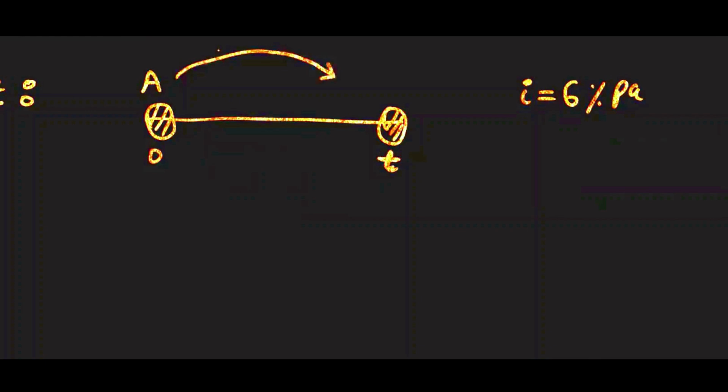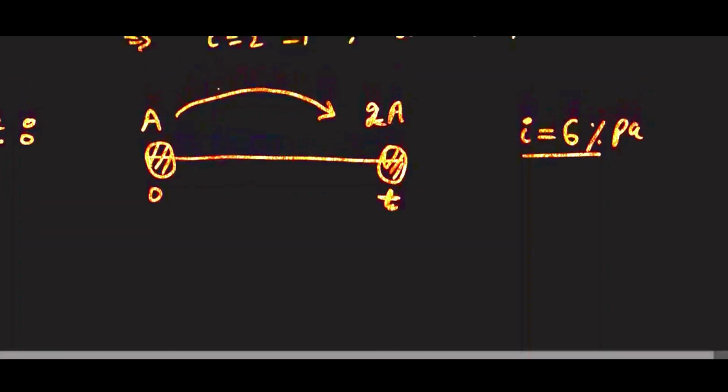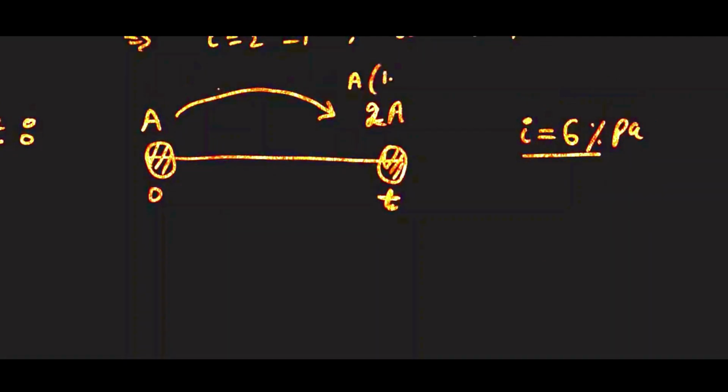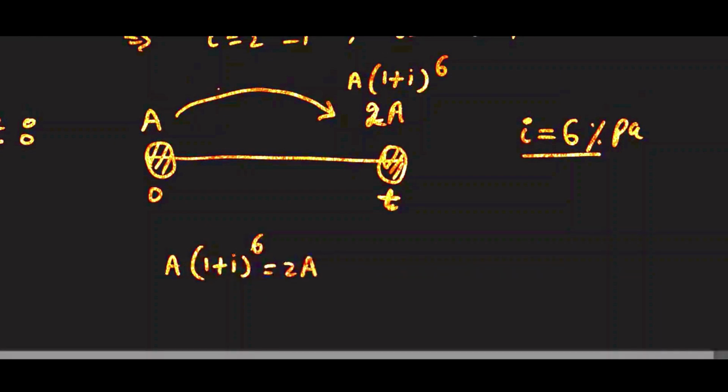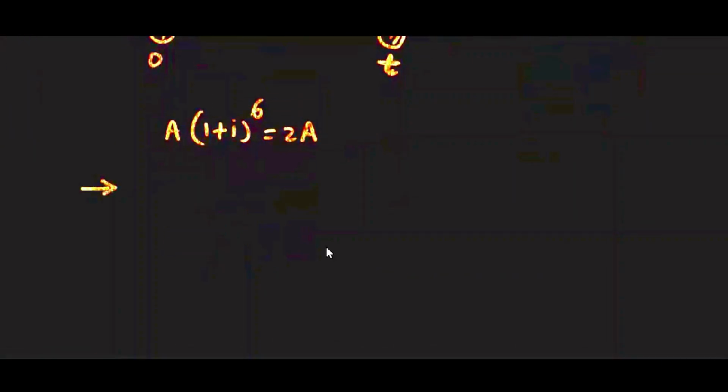So what I did here is give you the interest rate, and you want to know after how many years, if you keep your money in the bank, it will double. You apply the same formula. After t years, it will be A multiplied by (1 plus i) power t, and that should be equal to twice A. Cancel A from both sides and you get (1 plus i) power t equal to 2.